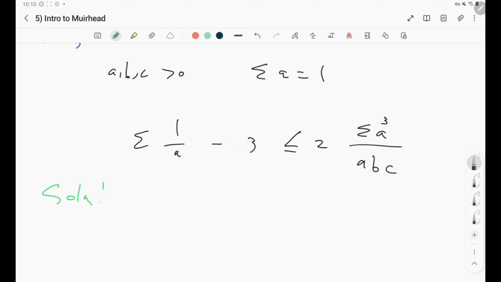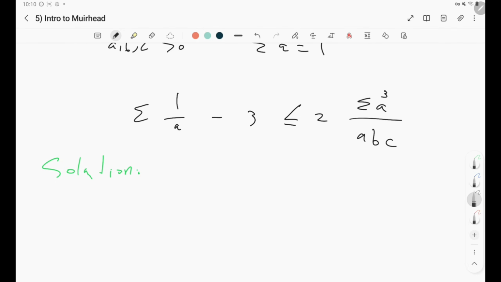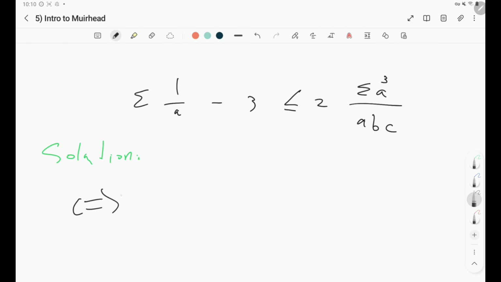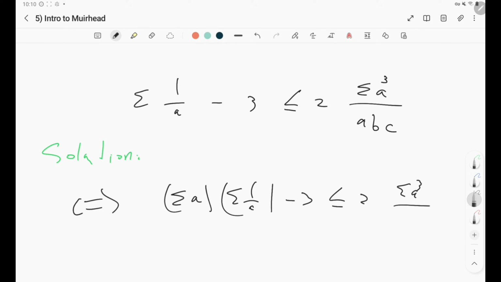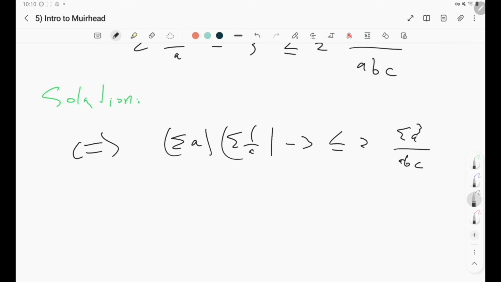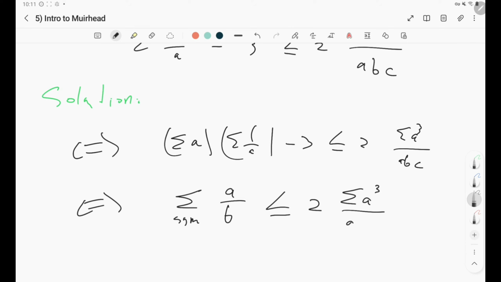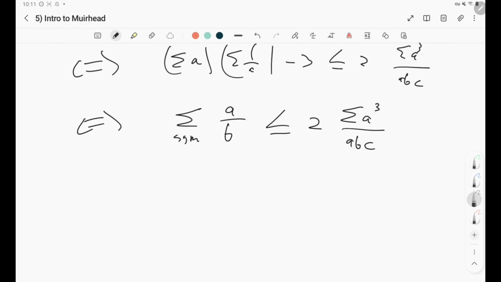So, for our solution, we will begin by saying that our inequality is the same as showing this: sigma A times sigma 1 over A minus 3, and here the same things, A, B, C. And now, okay, we can forget totally about the condition, but first let's fix this. Of course, if you expand this, it's really easy. You're going to get 3, which will cancel this 3, and you will actually get sigma symmetric A over B is less than or equal to 2 times sigma A cube over ABC. Alright, this is really cool.